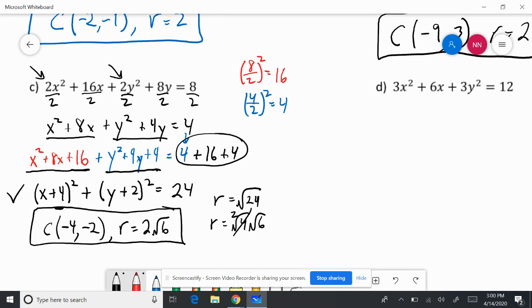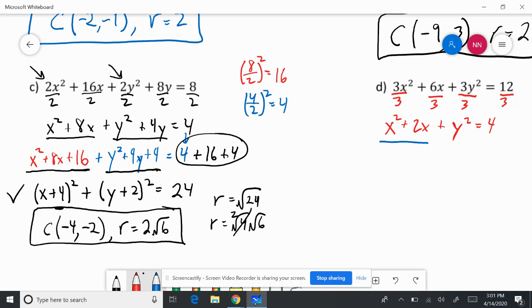Looking at my last example, the first thing I notice is there's a leading coefficient of 3. So that means each of my terms is going to be divided by 3. I get x squared plus 2x plus y squared equals 4. Now this one's slightly different.